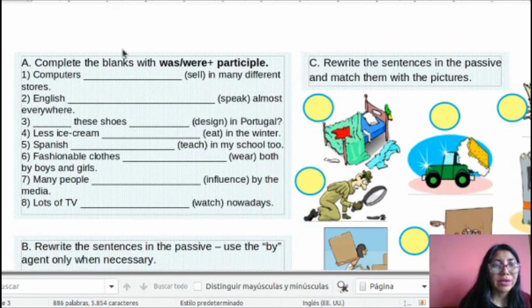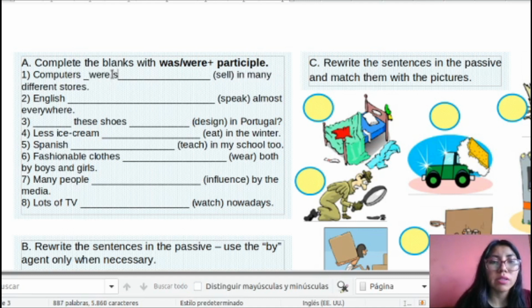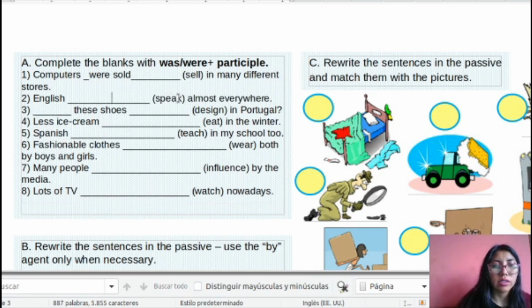Okay, here it says complete the blanks with was or were plus the participle. Okay, computers, in this case that is plural, were sold. What is the past participle of sell? Sold. Okay, so computers were sold in many different stores. Okay, English, is that singular or plural? Singular. So we are going to use was.